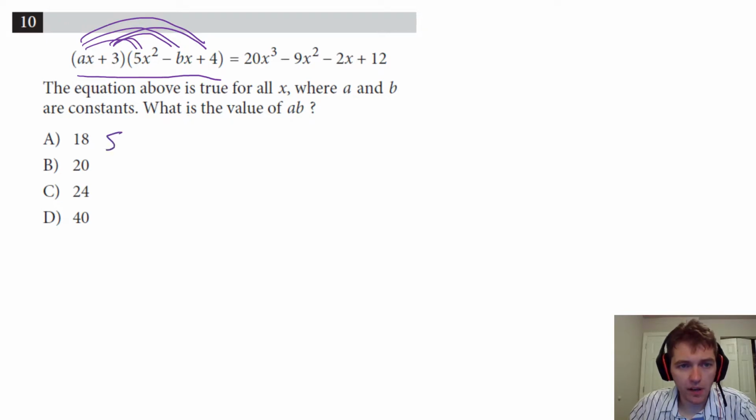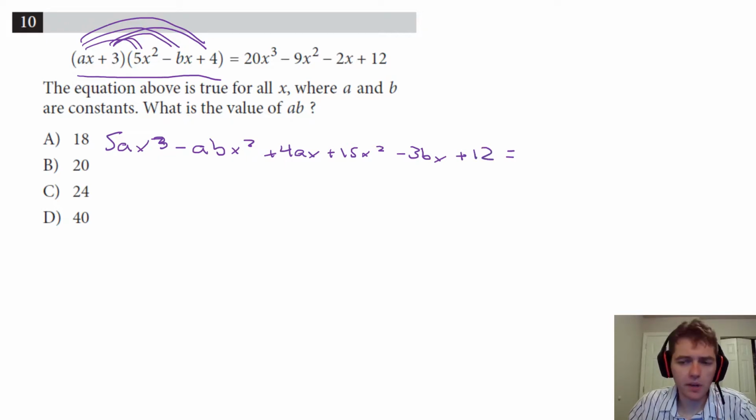You are left with 5ax cubed, oops, this first one's an x cubed, my bad, minus abx squared plus 4ax. Multiply your 3 through now, and you'll have plus 15x squared minus 3bx plus 12. That's equal to everything on the right-hand side. You don't need that all right now.